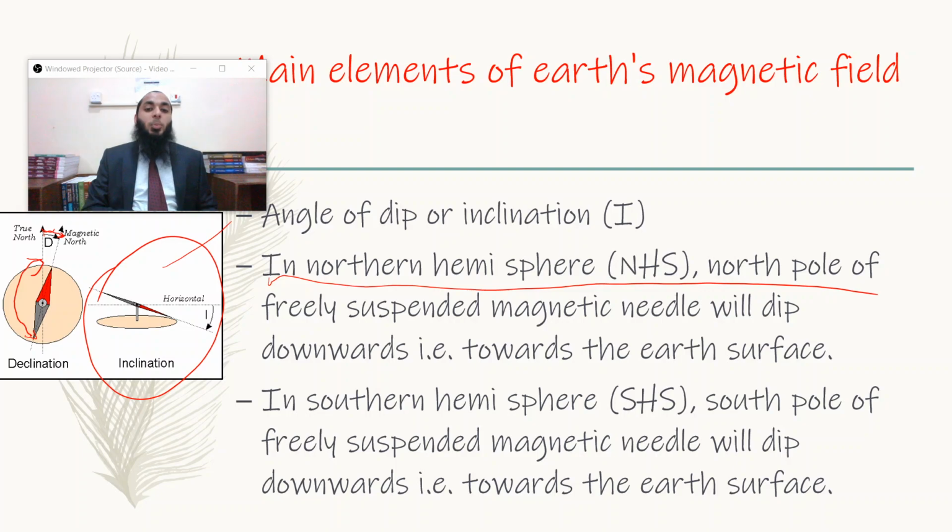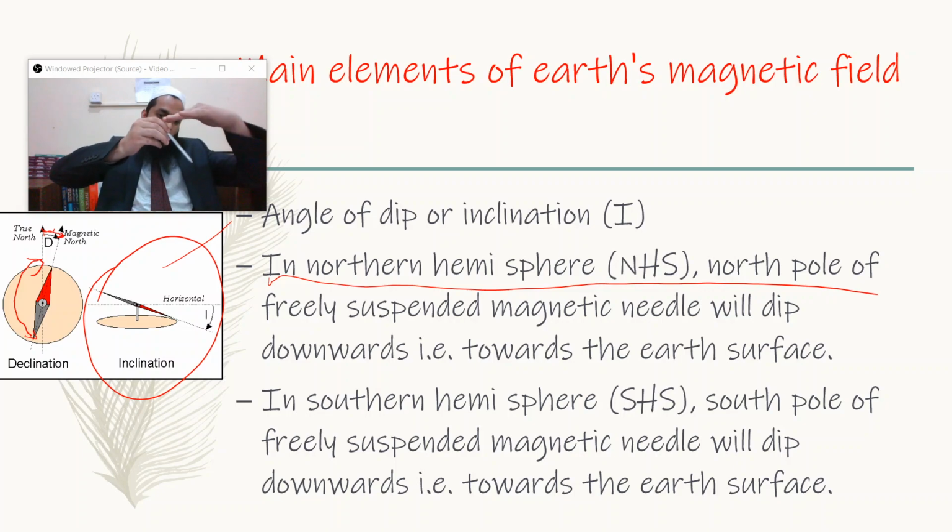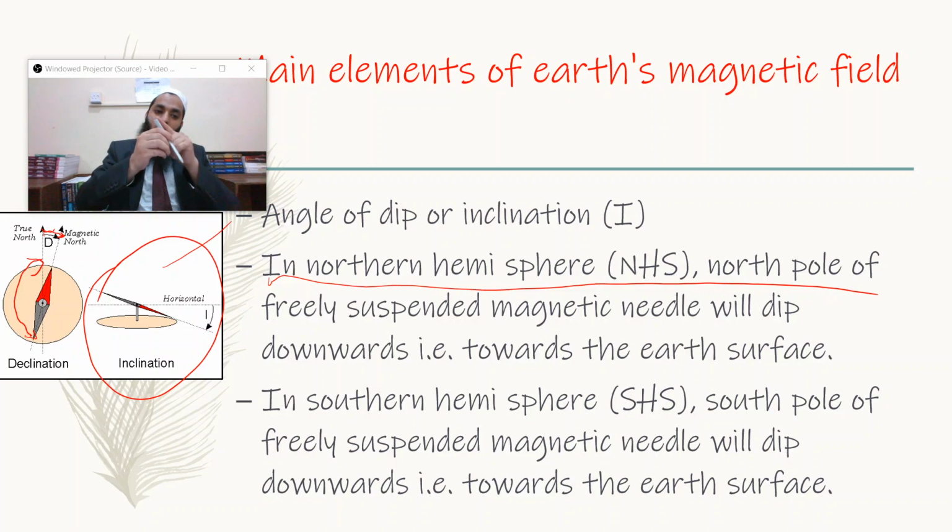Now let's come back to the topic. So angle of declination, angle of dip. What is angle of dip? It is the angle made by the magnetic needle with the horizontal. Now if you're going towards the northern hemisphere, what is present there? The north pole of the Earth, but the magnetic south pole is present over there. So guess which pole of the magnetic needle will be pointing downward?